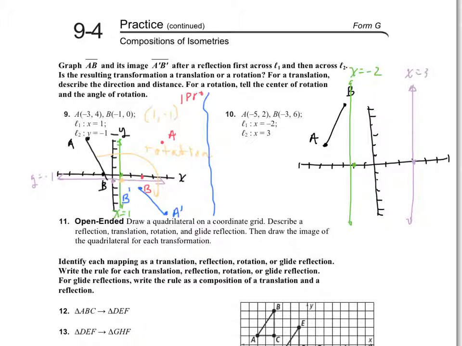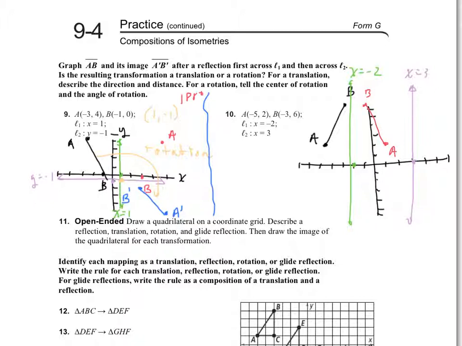So we first are going to reflect over x equals -2. B is 1 unit away, so we have to go 1 unit on the other side. So this becomes my interim B. And then my A is 3 units away from here, so we want to go 3 units on this side. So we're going to end up right here. So that would be the reflection of A over that line.